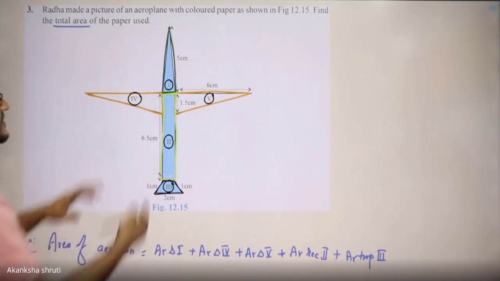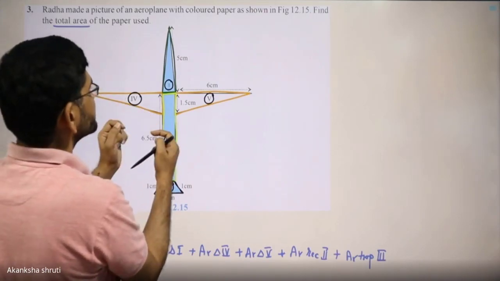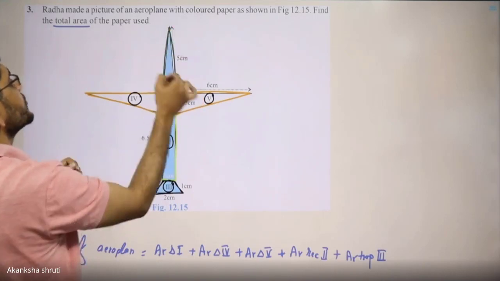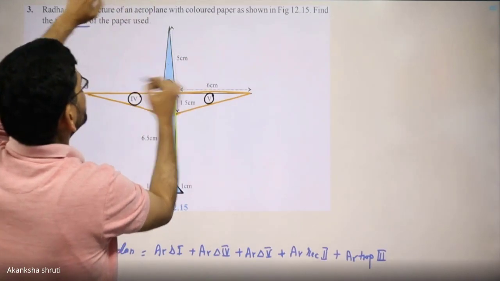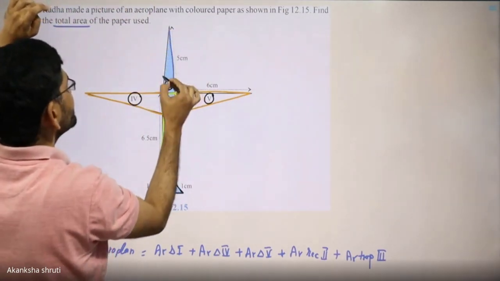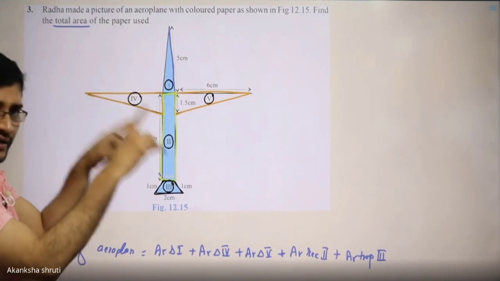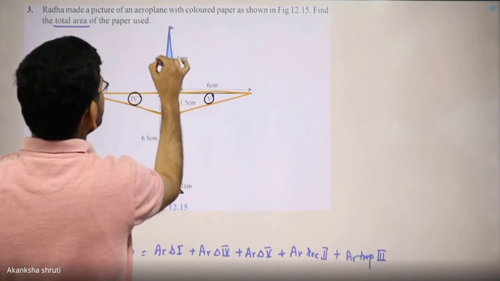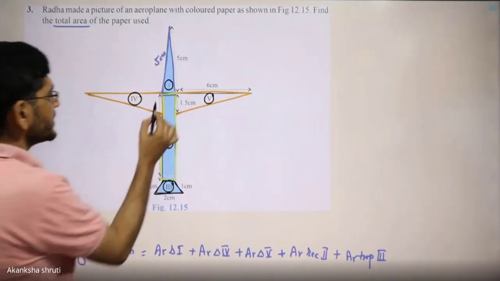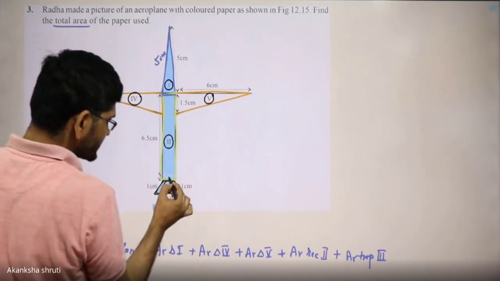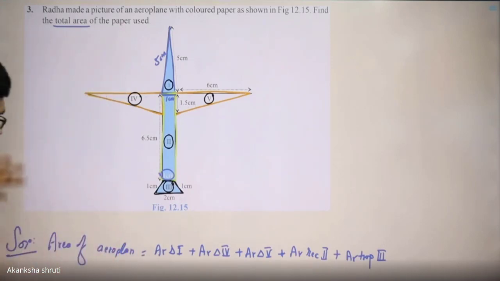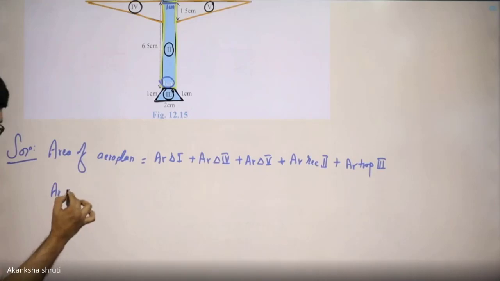Students, by observing this figure, we are getting that the front end of this aeroplane is in the shape of what? What is this shape? Can you tell me? This is appearing as an isosceles triangle. Very good. So one side is 5 centimeter, this side will also be 5 centimeter, and this side length will be 1 centimeter. So students, we can write here area of triangle 1 is equals to how much?